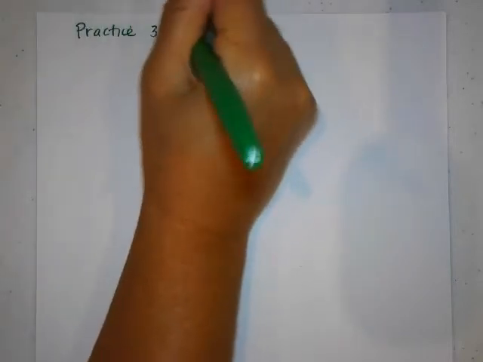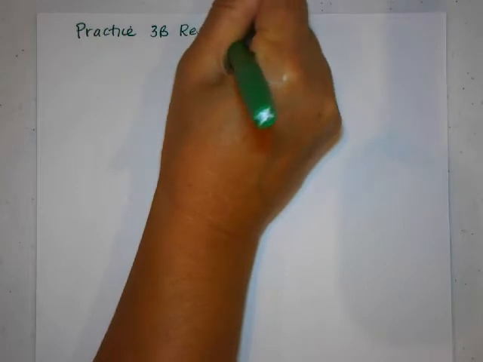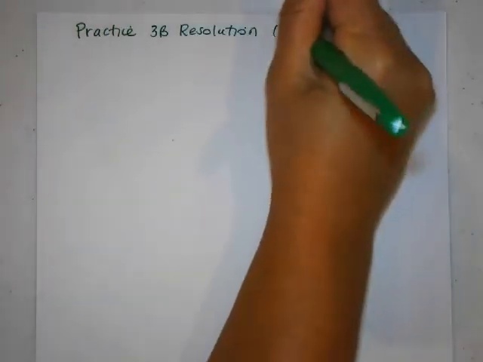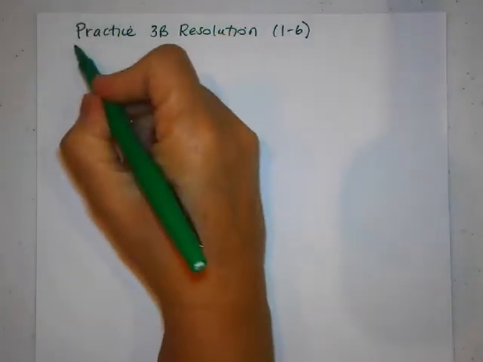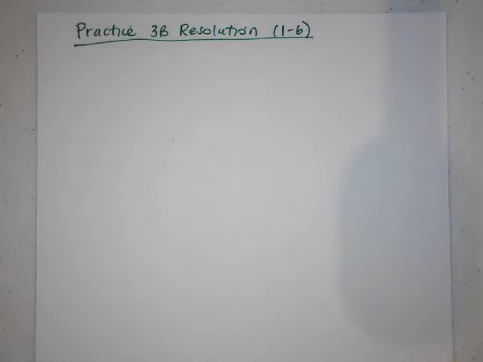We're going to look at practice 3B, which is vector resolution. We're going to look at problems 1 through 6. Okay, so we'll do number 1 first.